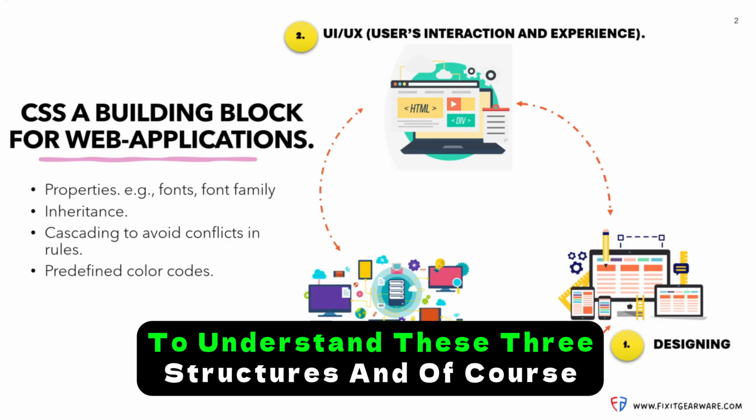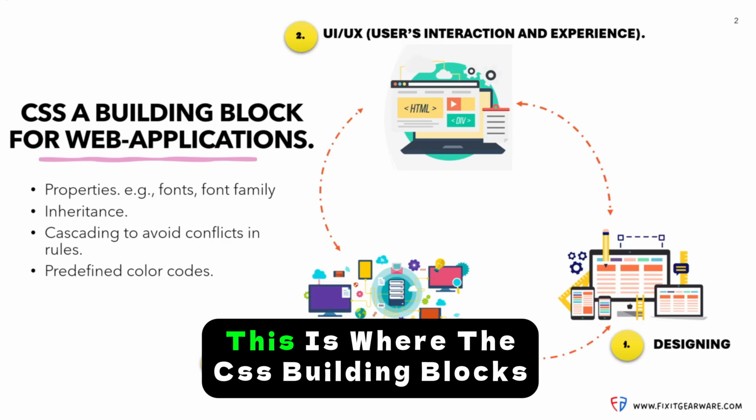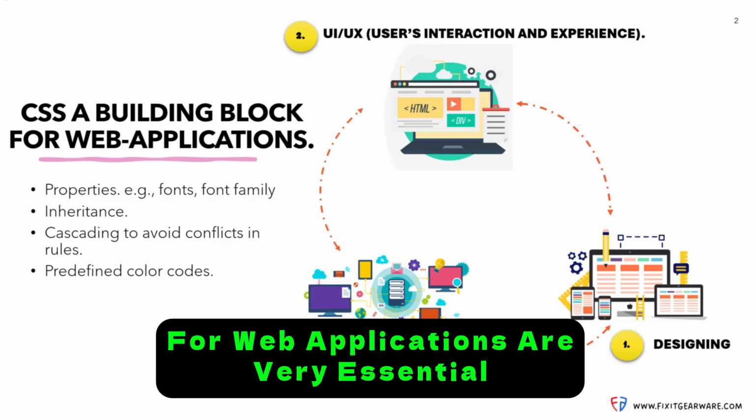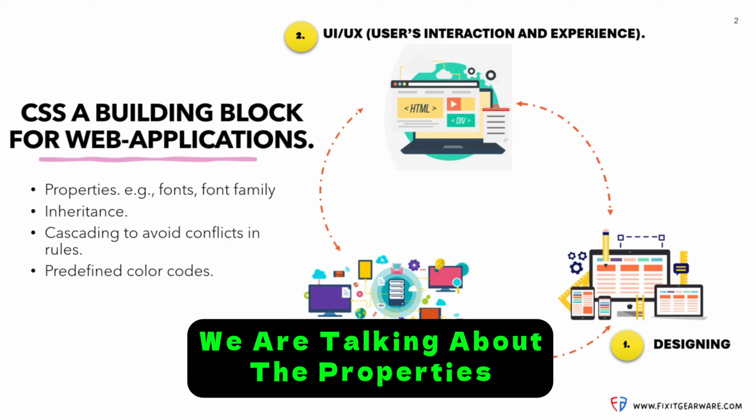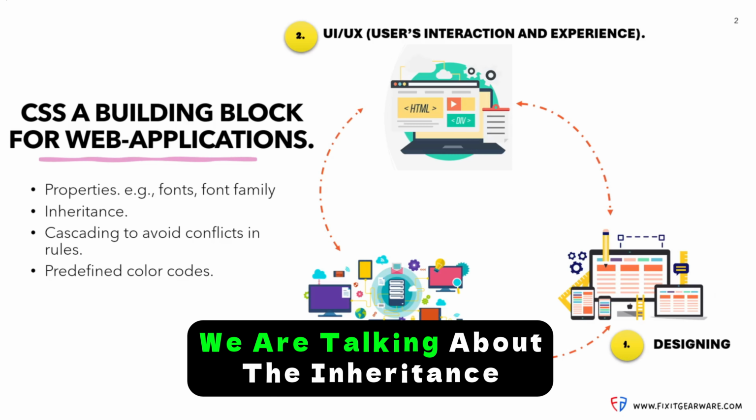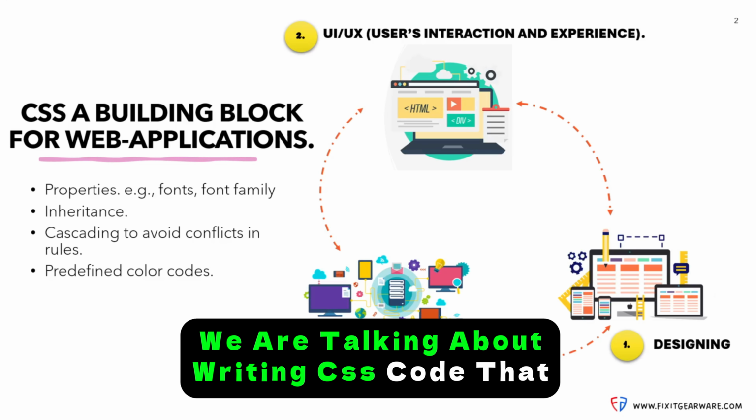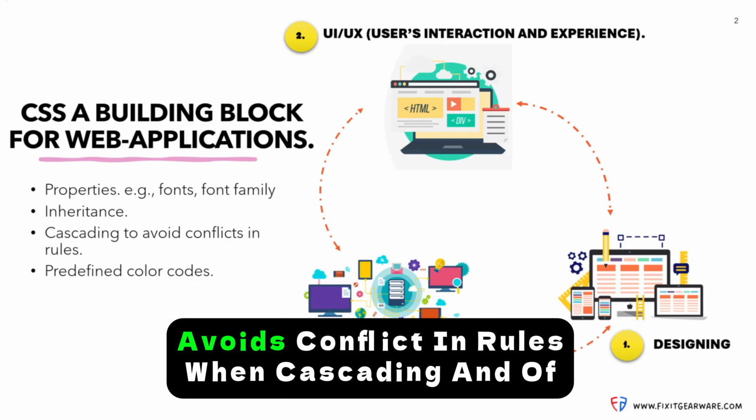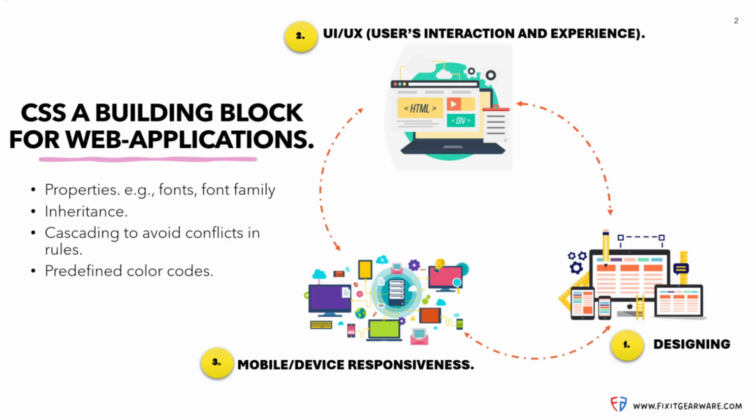And now, to understand these three structures and, of course, build a website that is very unique, this is where the CSS building blocks for web applications are very essential. So what are these building blocks? We're talking about the properties. We're talking about the inheritance. We're talking about writing CSS code that avoids conflict in rules when cascading. And of course, predefined color codes.